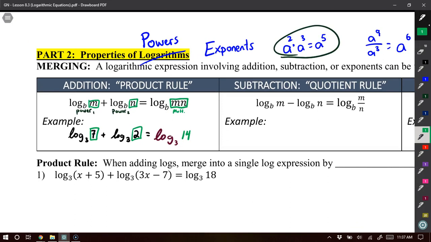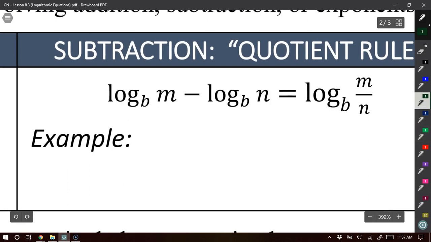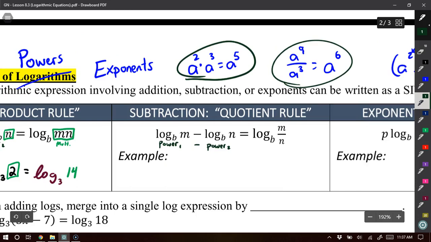If you are subtracting logs, you can merge those together as well. And it's really the same idea. A logarithmic expression is equal to a power. I have a power here, we'll call it power 1 minus, and I have a power here, we'll call it power 2. Well, when do I subtract exponents? When do I subtract powers? Well, I subtract powers when I'm dividing, finding the quotient. So that's my quotient rule. So notice I merge my two values together into a single logarithm by dividing them.